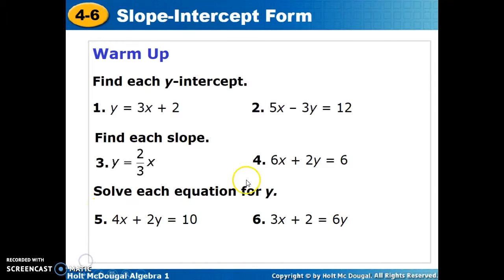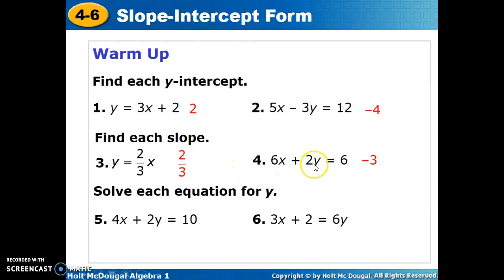So for 1 and 2, we see the y-intercept. If x were 0, this term cancels, y equals 2. In number 2, we're going to have to let x equal 0 again, and we have negative 3y equals 12. Slope is simply the coefficient of x.